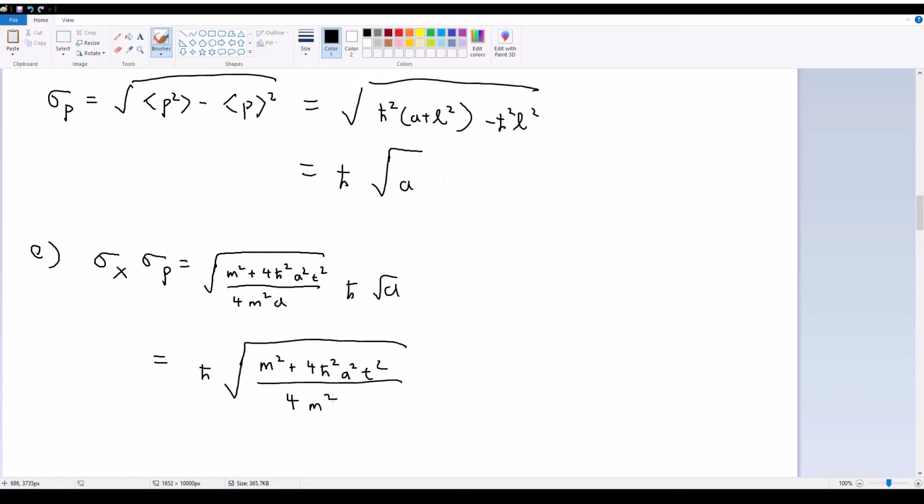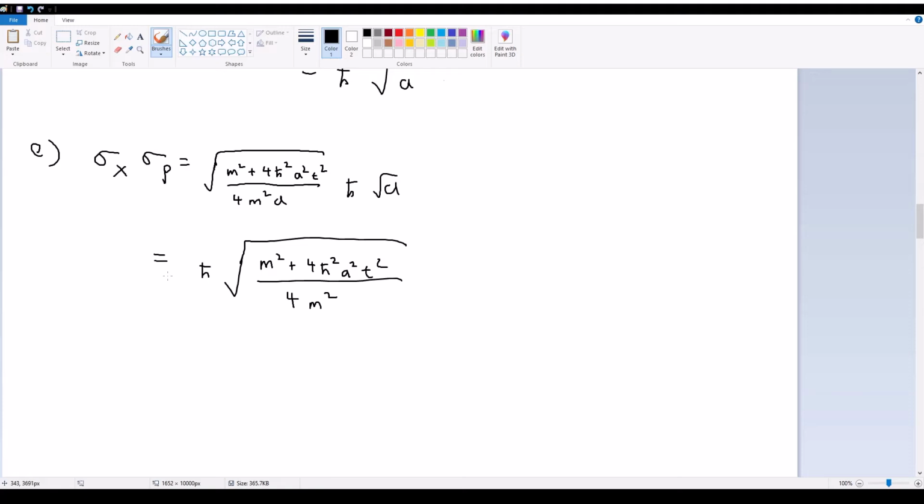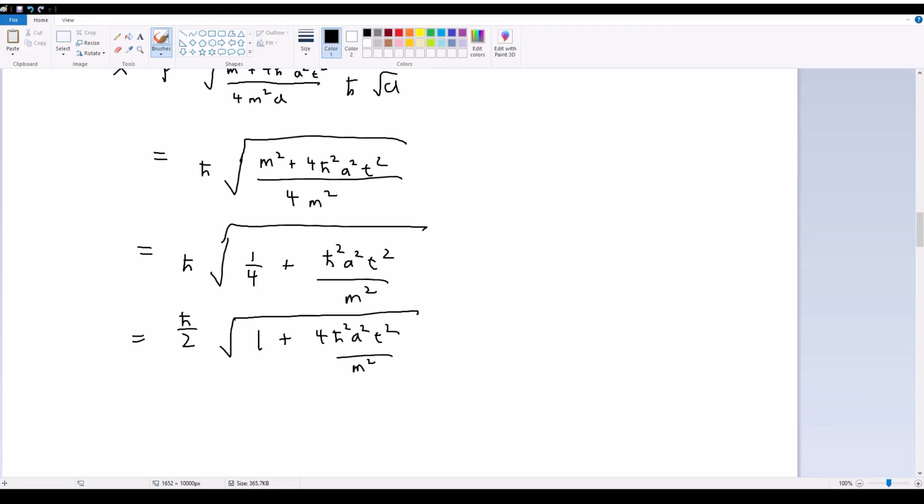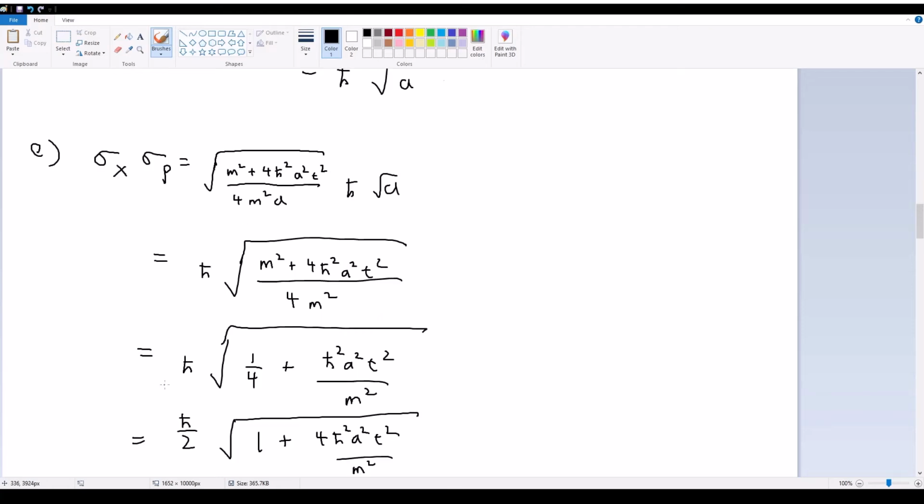So let's see, we can factor out a little bit of stuff here. We can use distributive, and let's say we can make this 1 over 4 plus h bar squared a squared t squared over m squared. In that case, if I distribute out another 1 over 4 here, then I can get an h bar over 2 times the square root of 1 plus, at the top, 4 h bar squared a squared t squared over m squared. So this is indeed greater than the minimum value of h bar over 2, because at this point, t starts at 0 and only gets larger over time. Because of that, the uncertainty principle is satisfied.